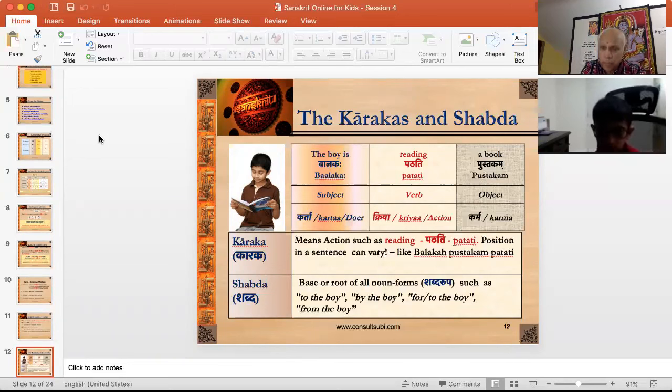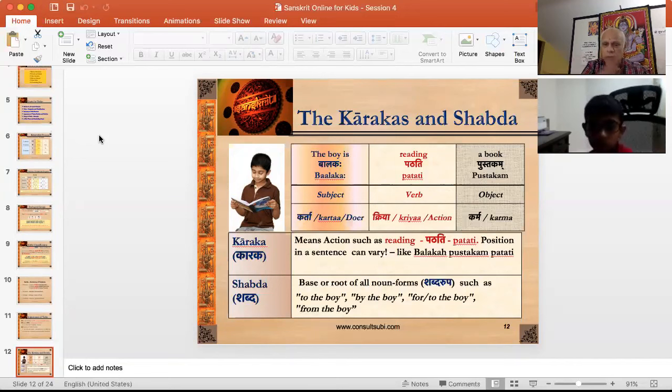You have to say in English, the boy is reading a book. You cannot say the boy is a book reading. It will not make any sense. But in Sanskrit, you can. You can say balakaha pustakam patati.